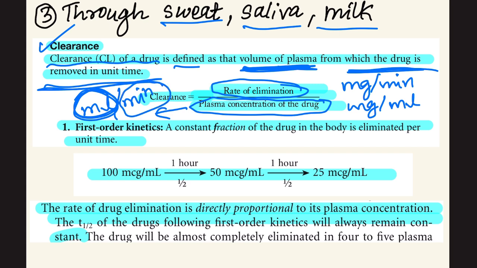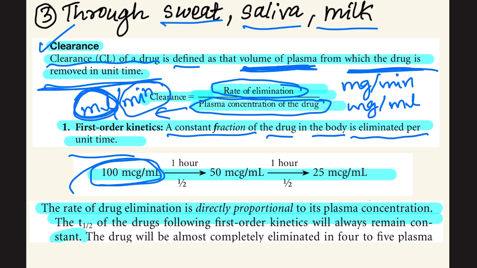Now we have different kinetics for this clearance. First we have first order kinetics, and then we have zero order kinetics. In first order kinetics, a constant fraction of the drug in the body is eliminated per unit time. Suppose we have 100 microgram per ml as the concentration, after 1 hour it will be converted into 50 microgram per ml, and then after 1 hour it will be converted into its half, that is 25 microgram per ml. So the rate of drug elimination is directly proportional to the plasma concentration, as you can see.